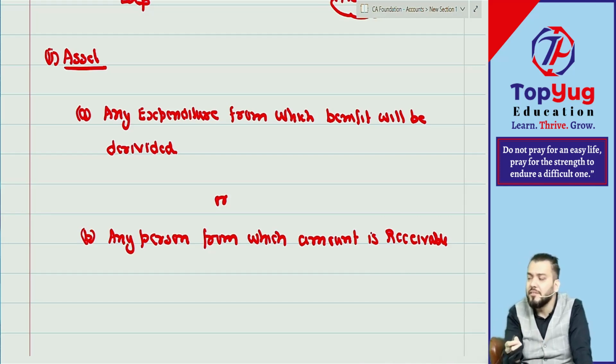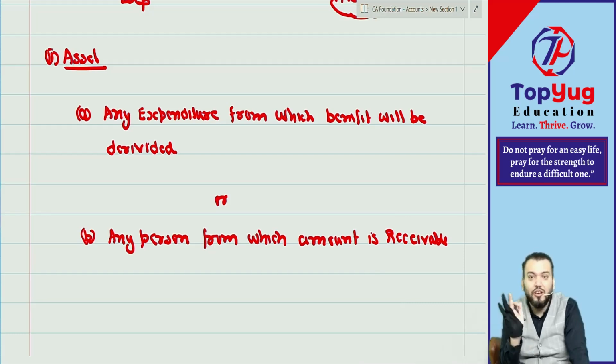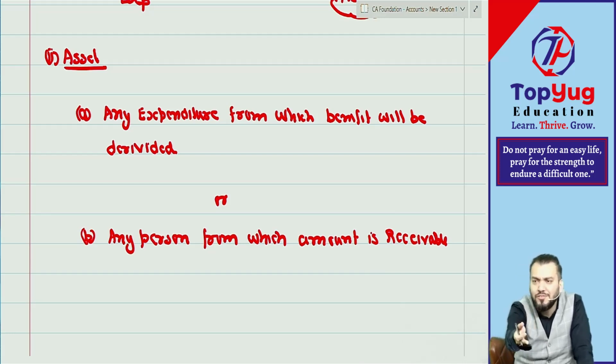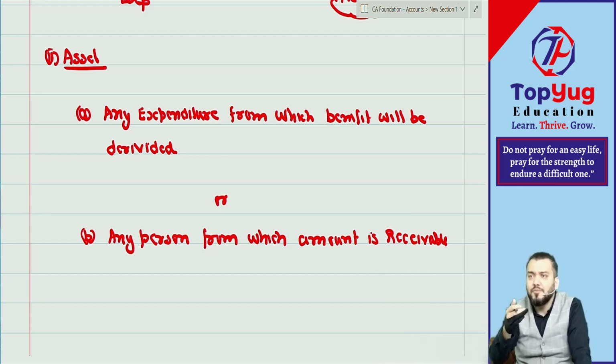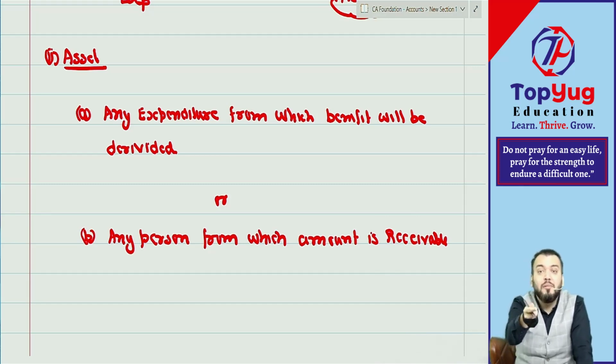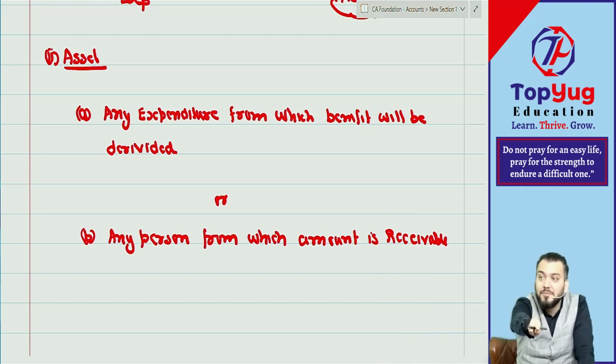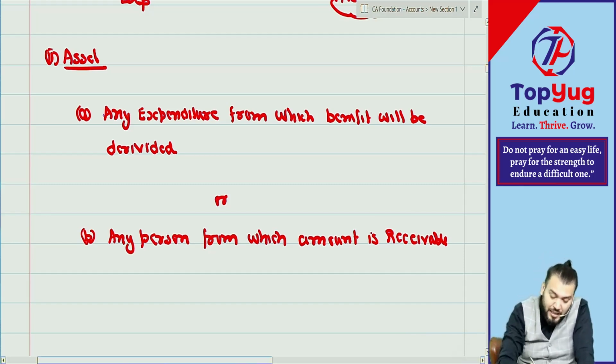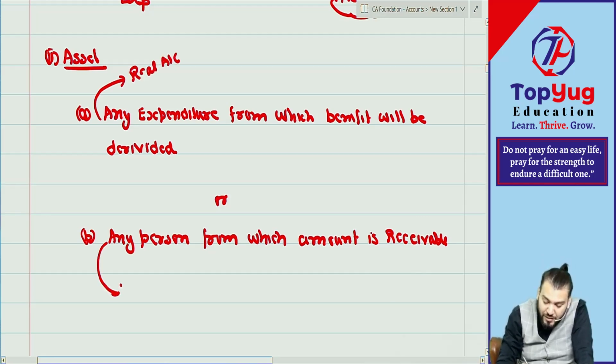For example, I have given 20,000 to you, and you will pay me 20,000 after 1 year. This is not my expenditure. I have given 20,000 to you as a loan, so this amount is receivable from you. You become my asset, a personal account. When I say any expenditure, this is a real account, and when I say any person, this becomes a personal account. Therefore an asset can be a real account or personal account. Understood this point?